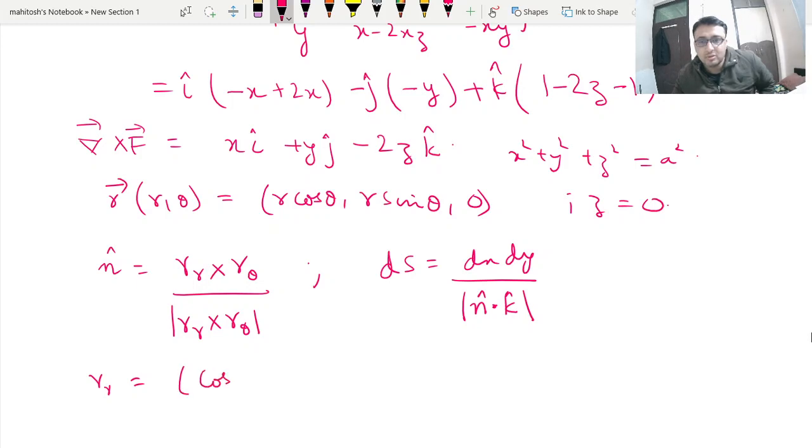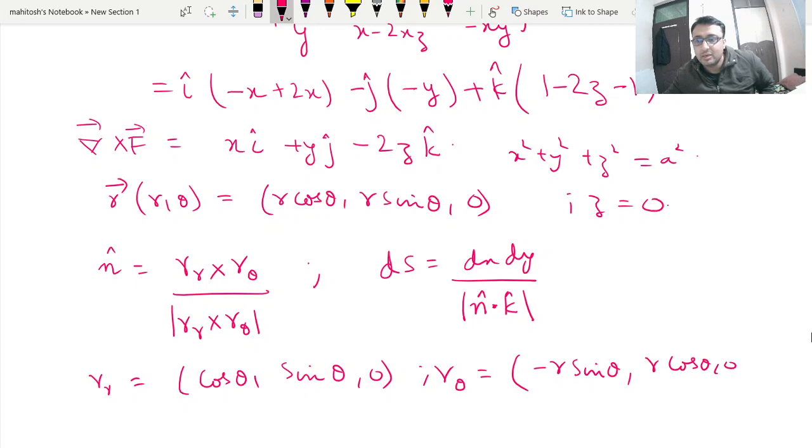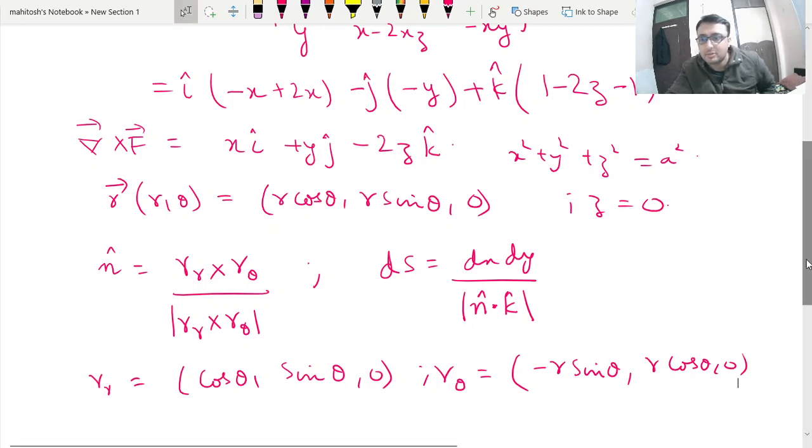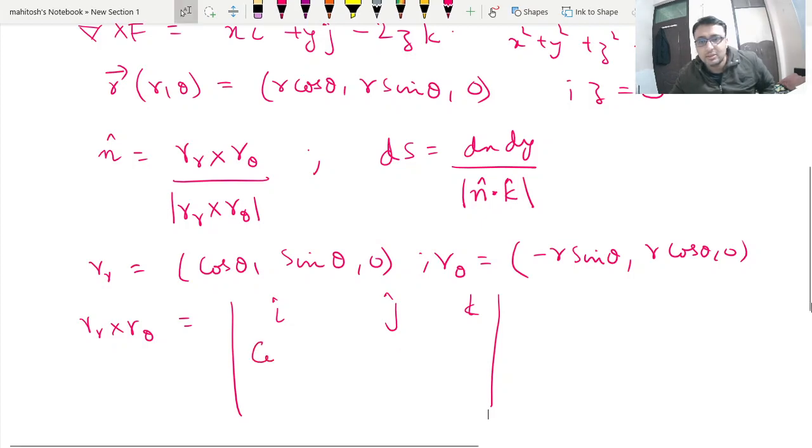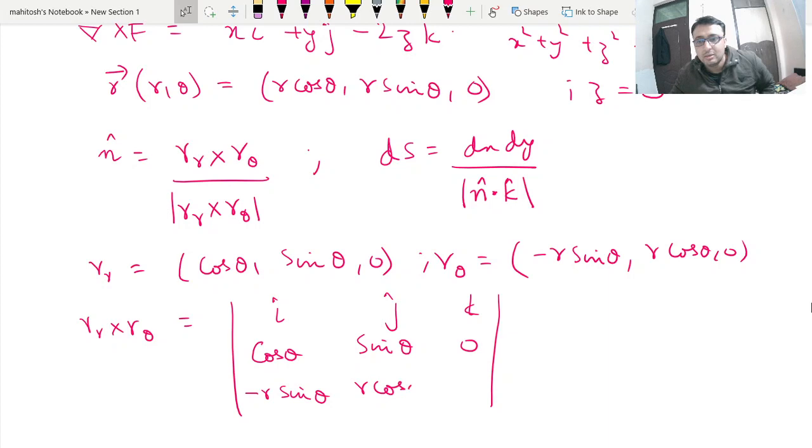The derivative r r is cos theta, sin theta, and 0. Secondly, for r theta, if we differentiate, this is minus r sin theta, r cos theta, and 0. Now we will take the cross product. The cross product is i cap, j cap, and k cap; you can write this as cos theta, sin theta, 0, minus r sin theta, r cos theta, and 0.